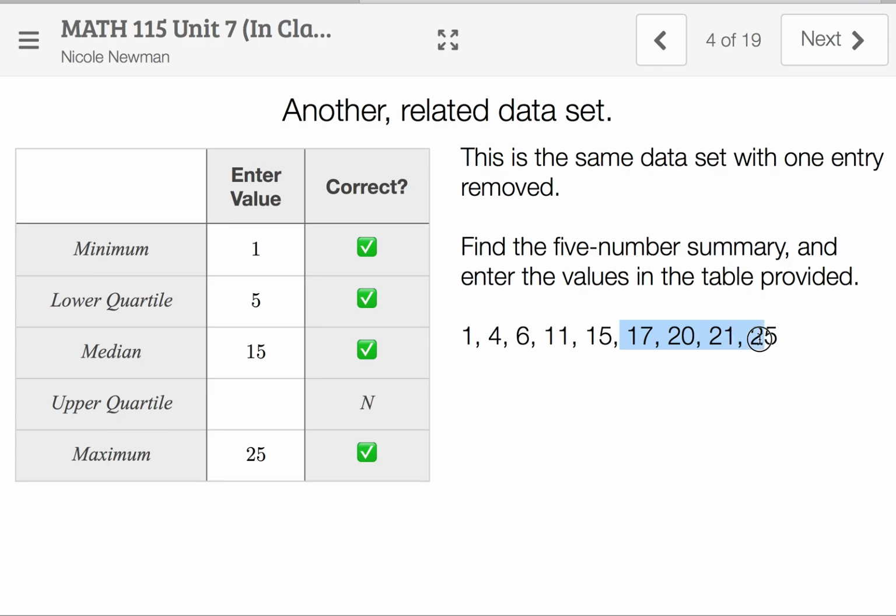We do the same thing on the upper half of the data. There are 4 entries. So 20 and 21, we need the average of those for the median of the upper half of the data or the upper quartile. The average of 20 and 21 will be 20.5. I think that one is all set.